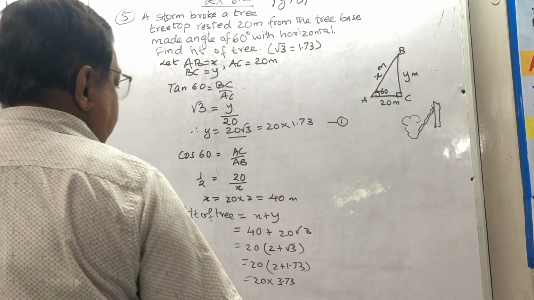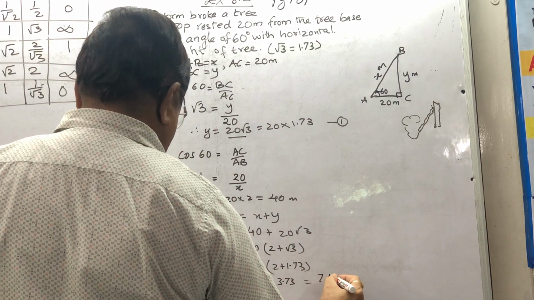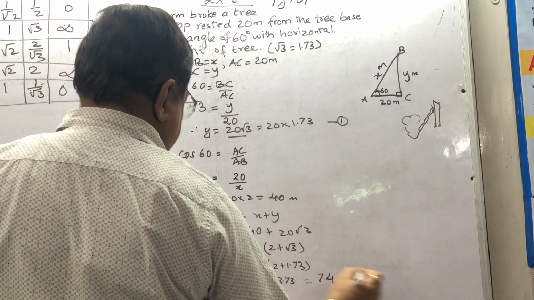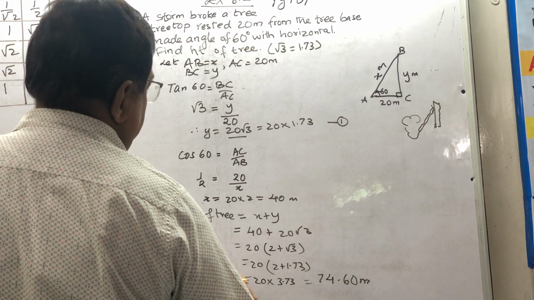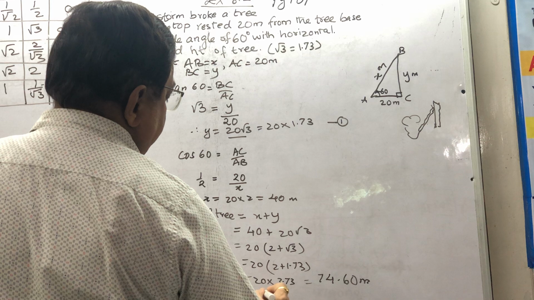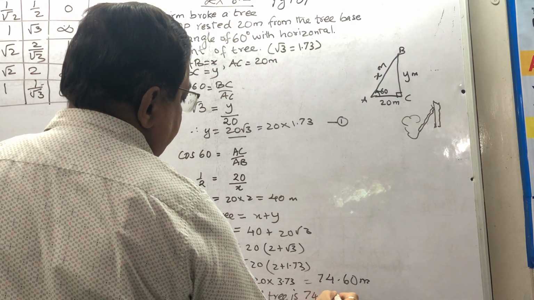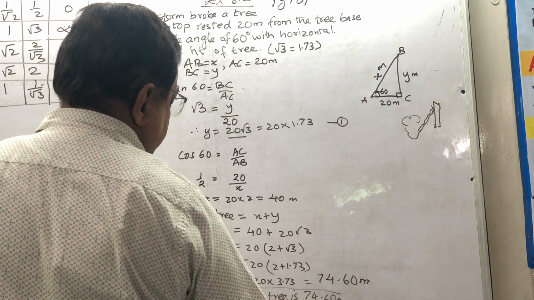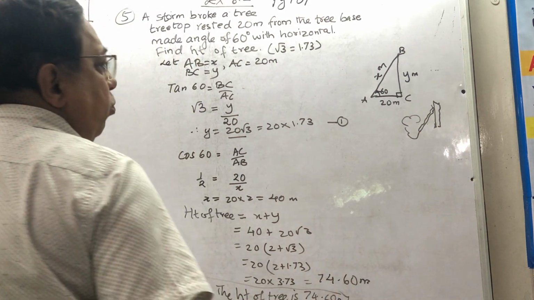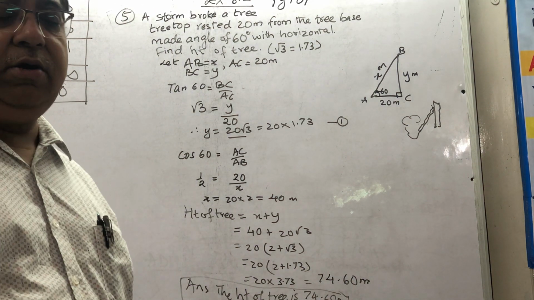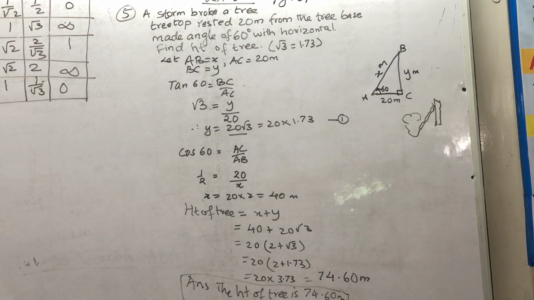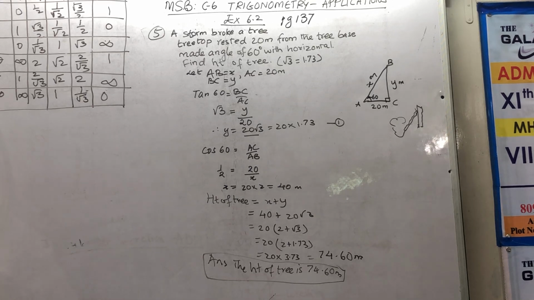And it will give you 74.60 meters. Answer: the height of the tree was 74.60 meters. This is my answer. This is how to solve the broken tree sum. If a tree breaks, you don't have to worry. You do it in this manner.